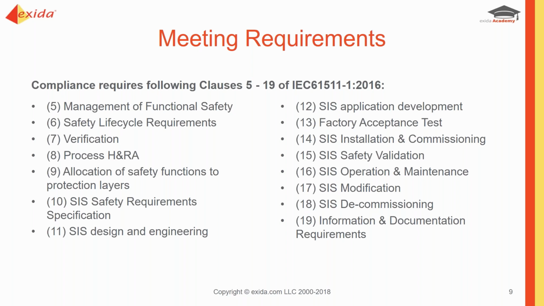Clause 9 covers the allocation of safety functions to protection layers and this requirement for independence. Clause 10 talks about the safety requirement specification and what needs to be considered. And then clause 11 deals with the design and engineering. How are we going to design and engineer? Are we going to be using third parties? And this would be covered as part of our functional safety management plan.